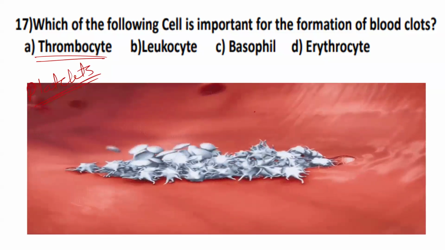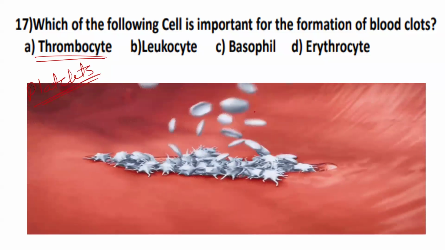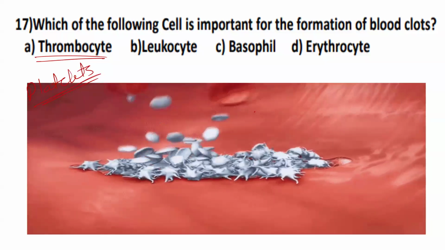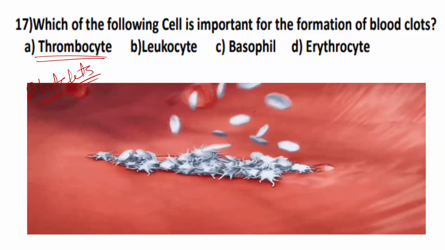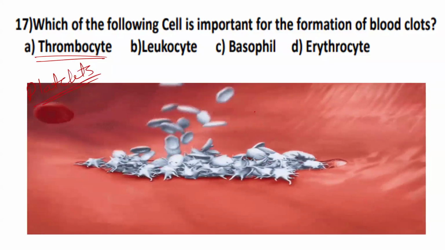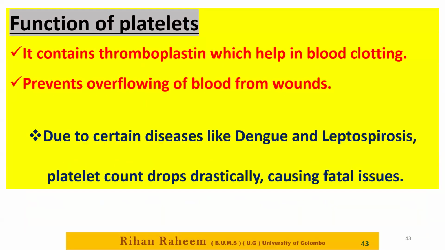So here you can see these white colored fellows. They are not white blood cells. They are platelets coming and helping to form the clot. They prevent overflowing of blood from wounds and help in blood clotting. In certain diseases like dengue and leptospirosis, the platelet count drastically goes down, causing fatal issues.